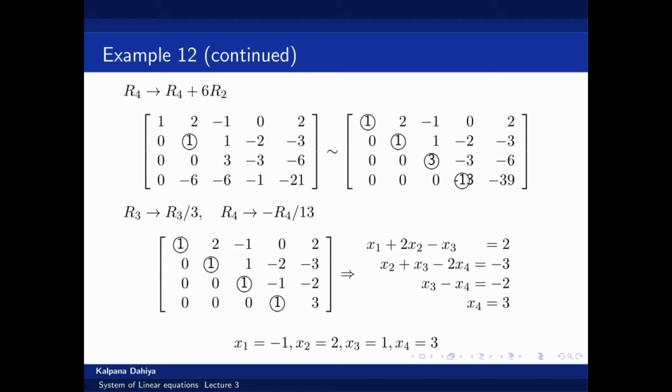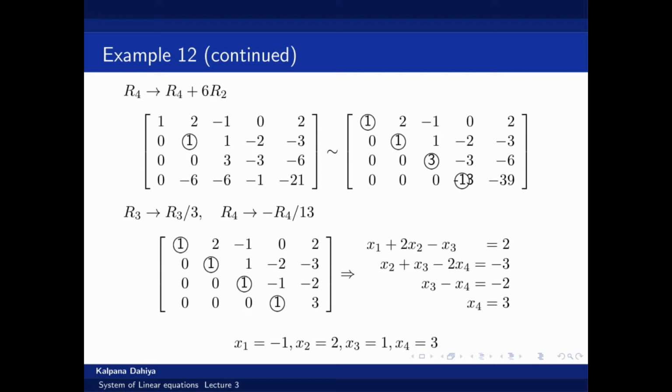Now we move to the second row, and the pivot element here is 1. We use this entry to reduce all the entries below it to 0. In the third row, the second entry is already 0. So we move to the fourth row. The second entry is -6. Now we reduce this to 0. For this, I am applying the following elementary row operation: the fourth row goes to the fourth row plus 6 times the second row. After this operation, the fourth row reduces to 0, 0, 0, -13, -39.